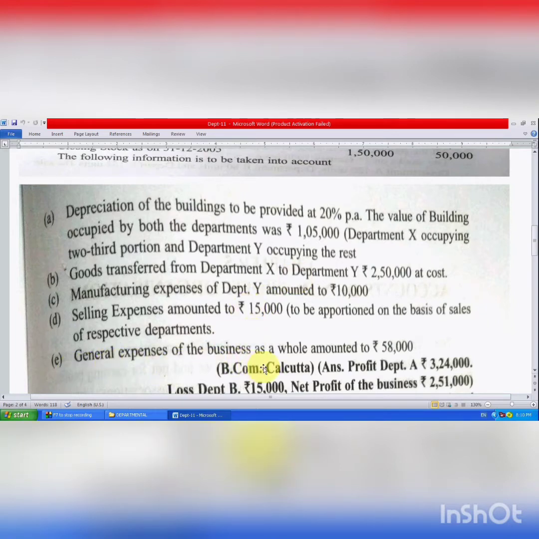General expenses of the business as a whole, which means the business has more departments, are 58,000 overall. We need not divide these 58,000 because they won't come in any department's trading or profit and loss account. Since it is for the whole business, we have to deduct it from the ledger.